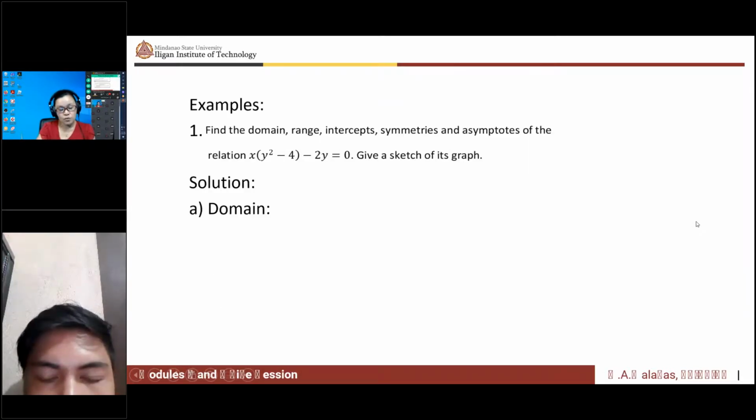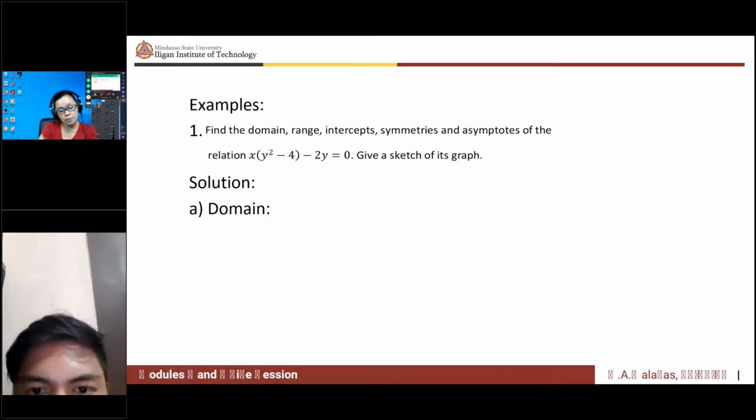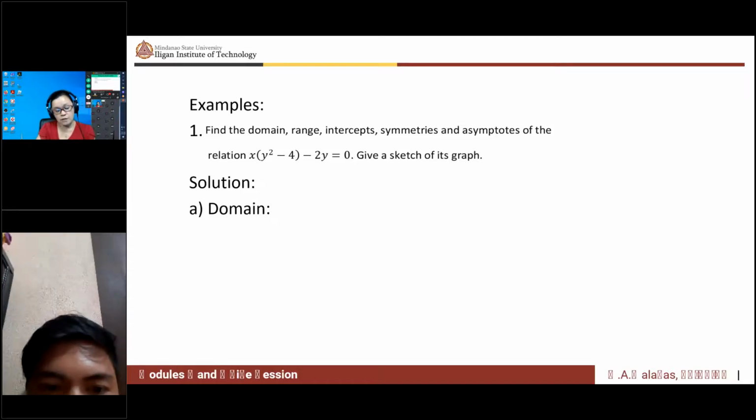Example. Actually this is found in module 6, the last example of module 6, and I presume you have already solved this one. Find the domain, range, intercepts, symmetries, and asymptotes of this relation given by this equation, and then give a sketch of its graph.